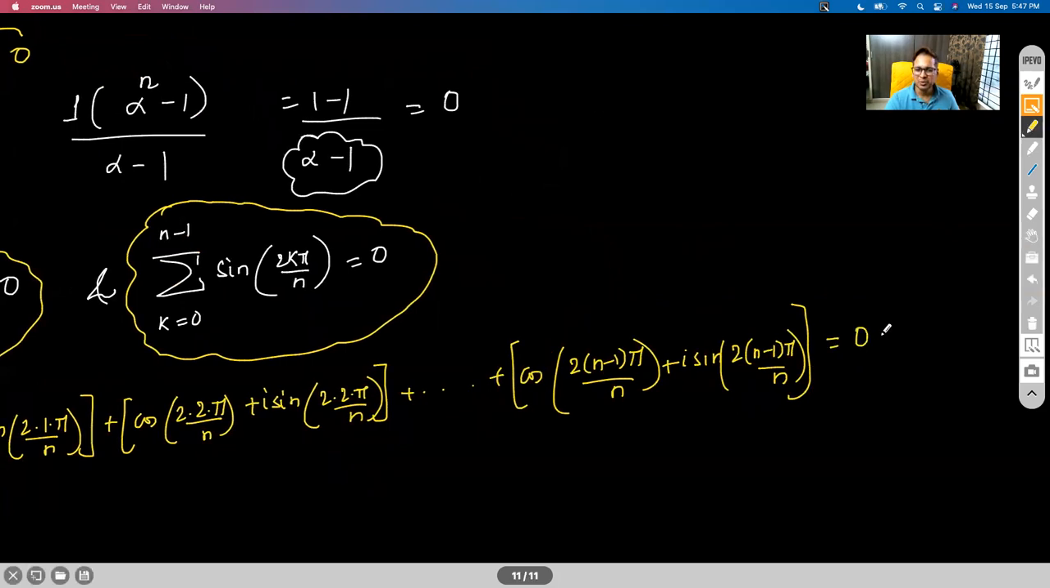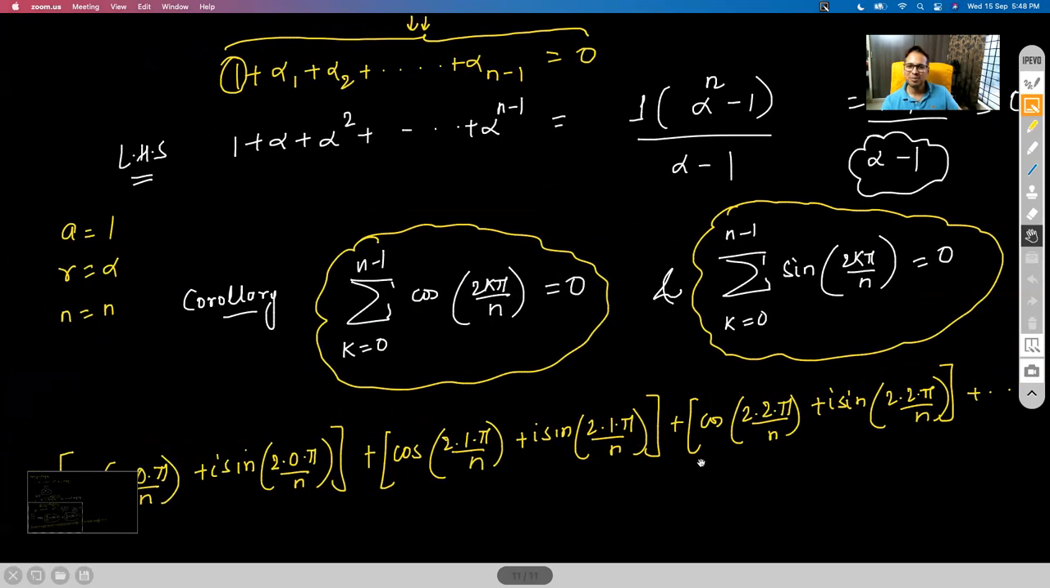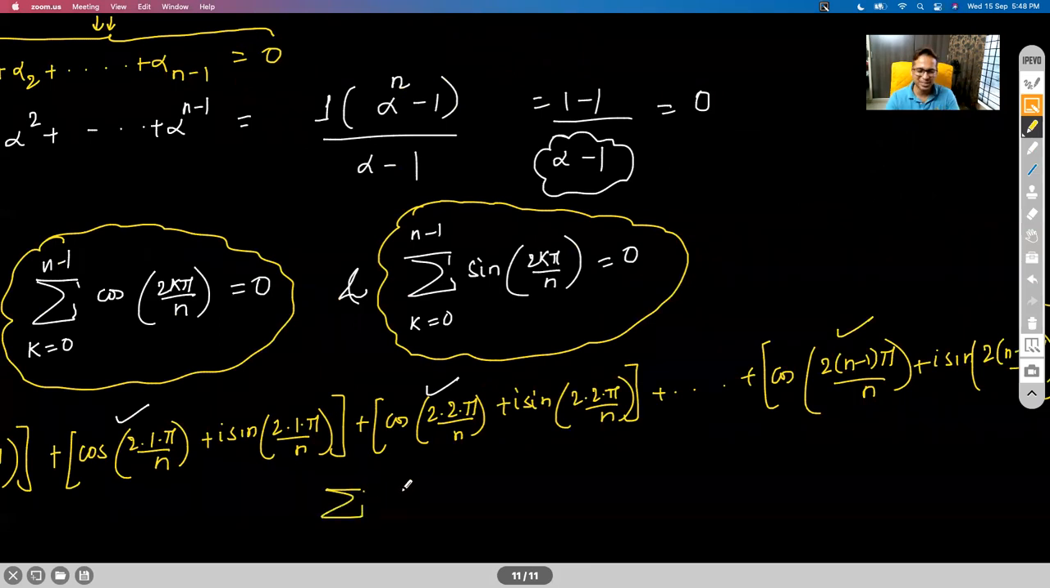And what is 0? 0 is a complex number, which is 0 plus i 0. Now, if you're comparing two complex numbers, remember that the real part will be equal to the real part and the imaginary part will be equal to the imaginary part. What are the real parts on the left-hand side? They are this, this, this, till this. In short, the real part is a summation. I'm writing it in notation format so that I don't have to write all of them. It is summation of cos 2k pi by n from 0 to n minus 1.